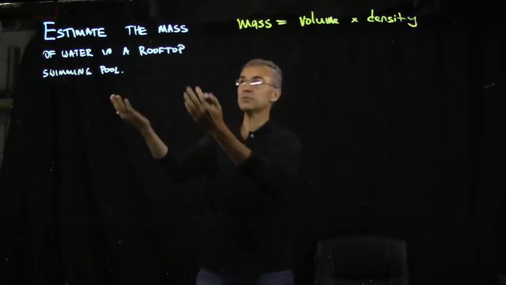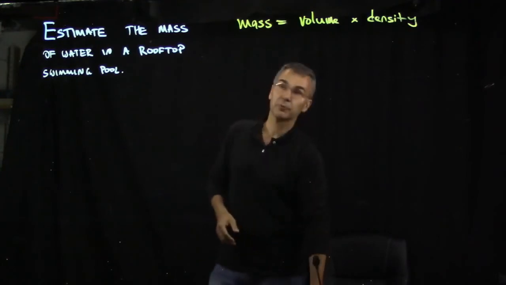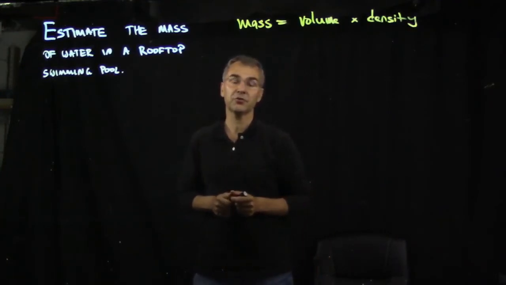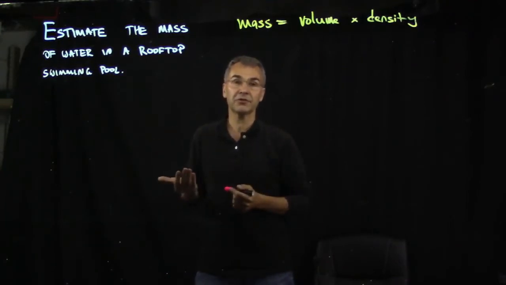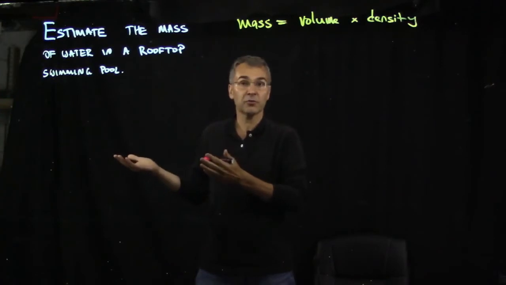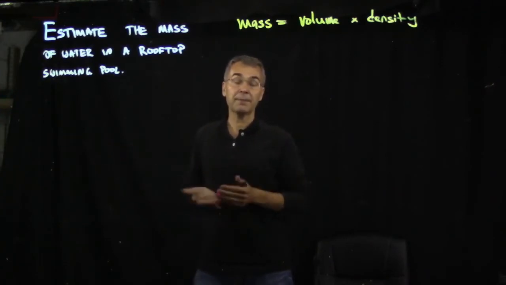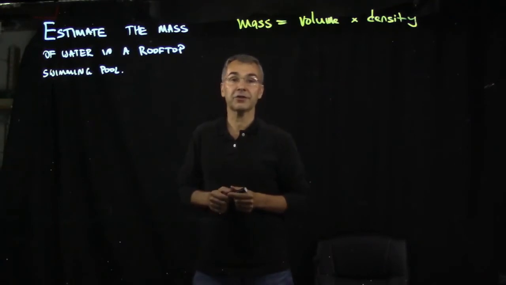Now, I didn't give you any details about our rooftop swimming pool, and that's on purpose. Often the idea behind an estimation problem in physics is you want to work out an approximate answer, and maybe it's good enough if it doesn't have to be plus or minus 1%. Maybe plus or minus 25% is good enough. Maybe plus or minus a factor of 2 is good enough. Maybe plus or minus a factor of 3 or a factor of 5 is good enough.